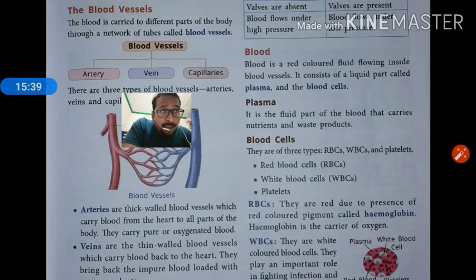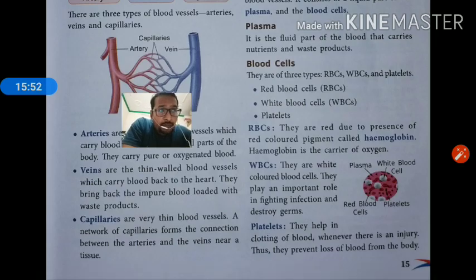Blood cells are of 3 types: RBC, red blood cells; WBC, white blood cells; and platelets. This is what is given about RBC. The red color pigment is called hemoglobin. The hemoglobin is the carrier of oxygen. When it is carrying oxygen, it is called oxyhemoglobin. When it is carrying carbon dioxide, it is called carboxyhemoglobin.